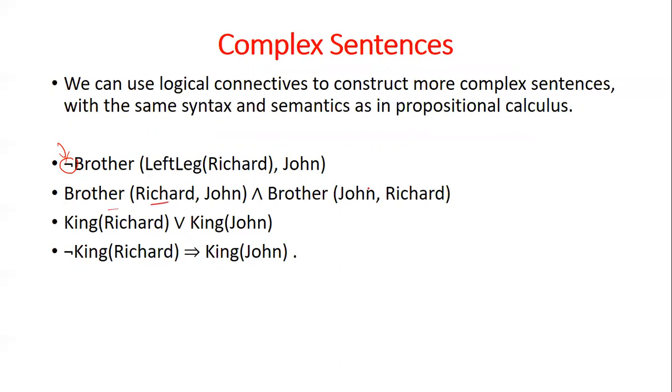Richard is the brother of John, and also John is brother of Richard. So this is also a complex sentence because "and" is there. Richard is king, and John is also king. Richard is king, or John is king. This is also a complex sentence because here we are using "or". Richard is not a king implies John is a king. Okay, this is also an example of a complex sentence because here we are using implication and negation.